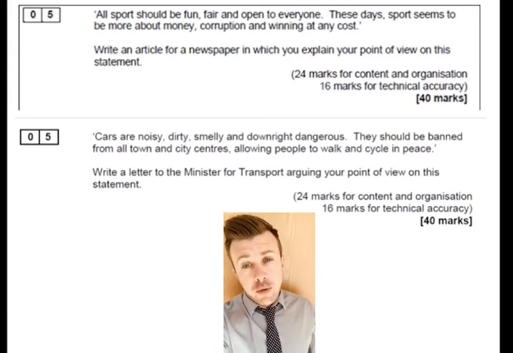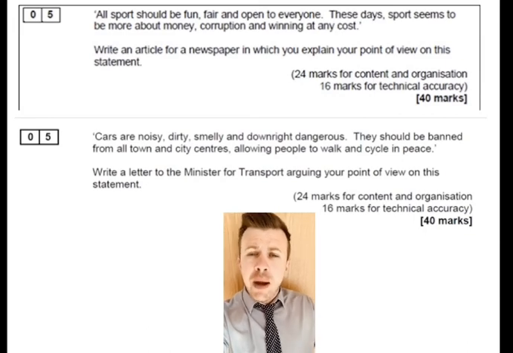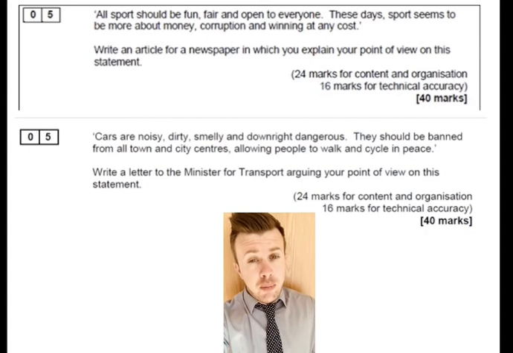Think about your variety of sentence lengths. Think about those devices that we looked at in the last lesson as well. And think carefully about the purpose of your writing. Think about trying to engage your reader. That's the most important thing.